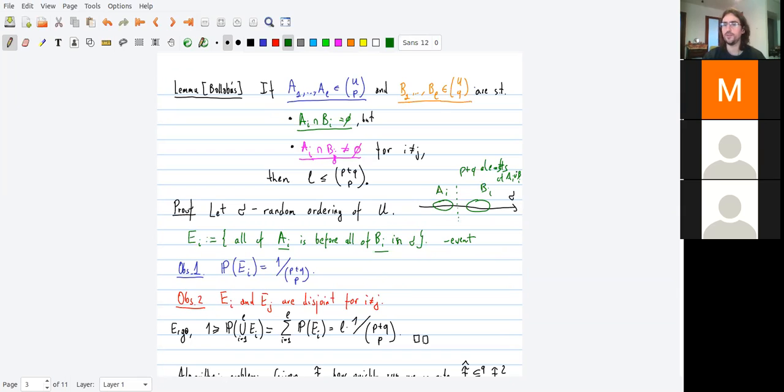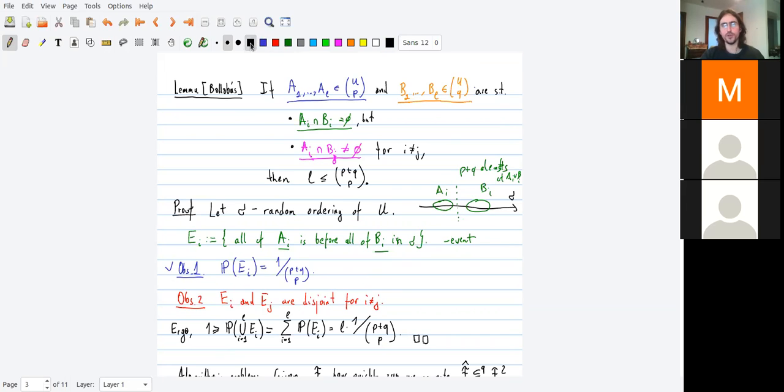There are P plus Q elements of A_i union B_i, and these particular P elements of A_i must be the first P ones, right? So there are P plus Q choose P ways of choosing the first P elements of all of those P plus Q elements. So the probability that the first P ones are exactly the elements of A_i is 1 over P plus Q choose P. So this is observation number 1.